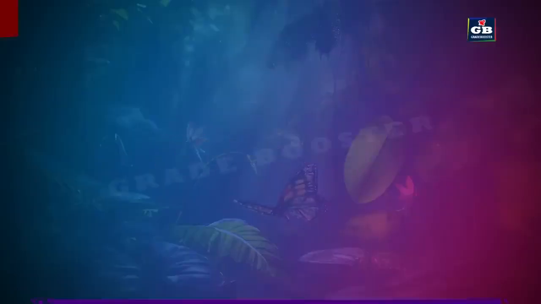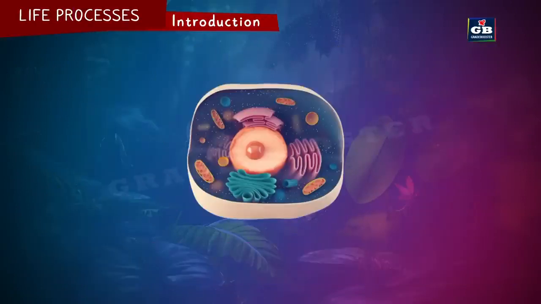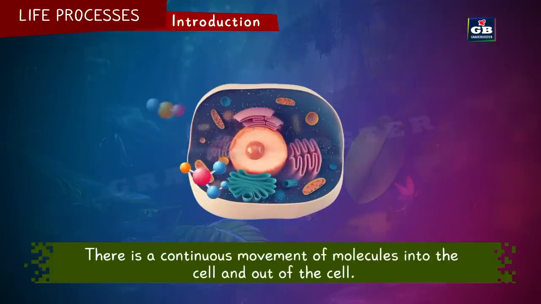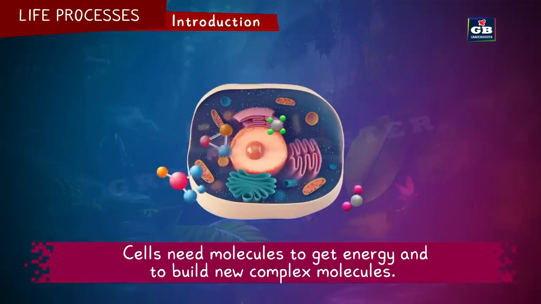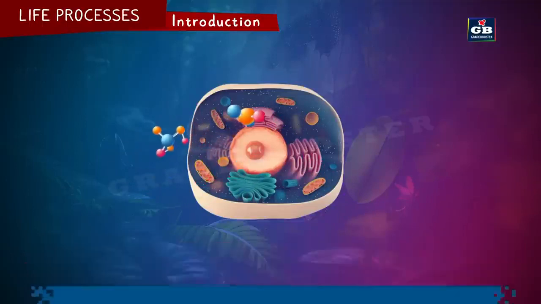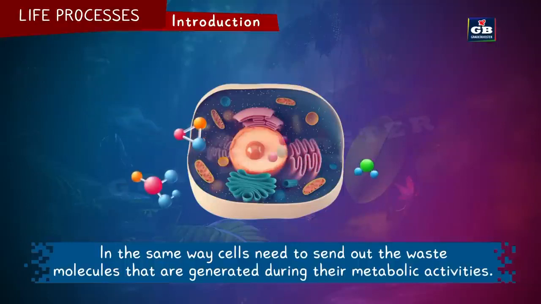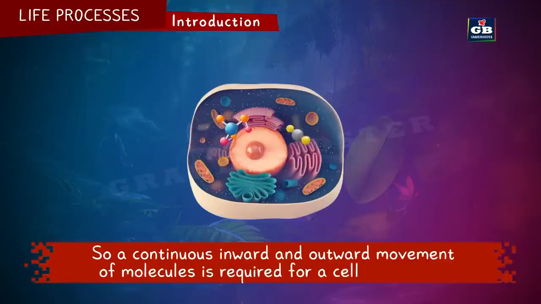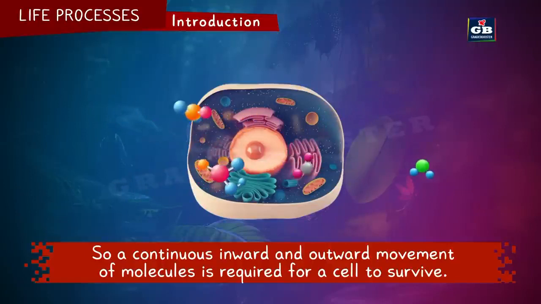Life processes. All living things are made up of cells. If we observe the cells of an organism, we can find that there is a continuous movement of molecules into the cell and out of the cell. Cells need molecules to get energy and to build new complex molecules. In the same way, cells need to send out the waste molecules that are generated during their metabolic activities. So, a continuous inward and outward movement of molecules is required for a cell to survive.